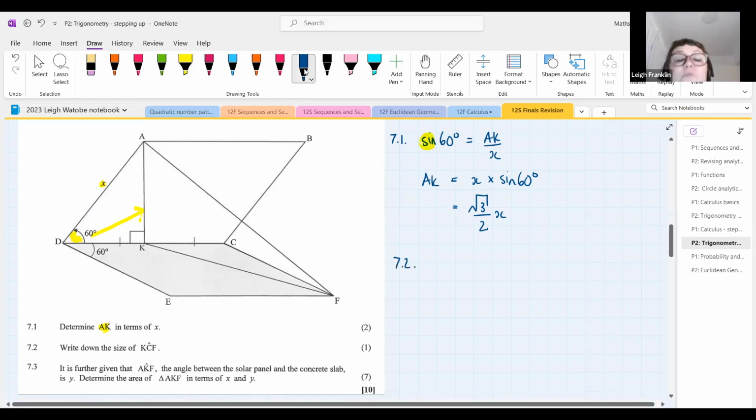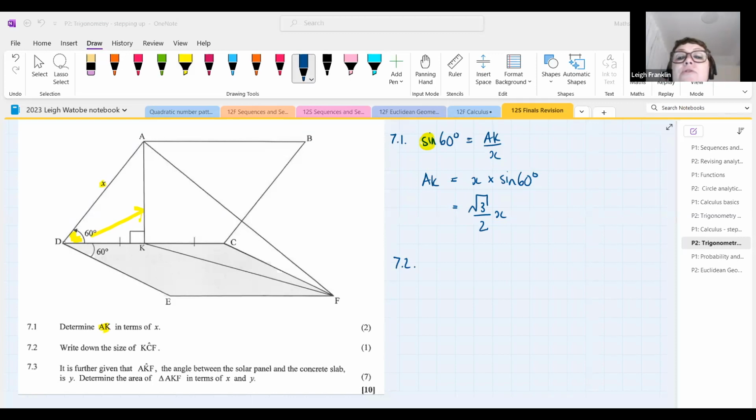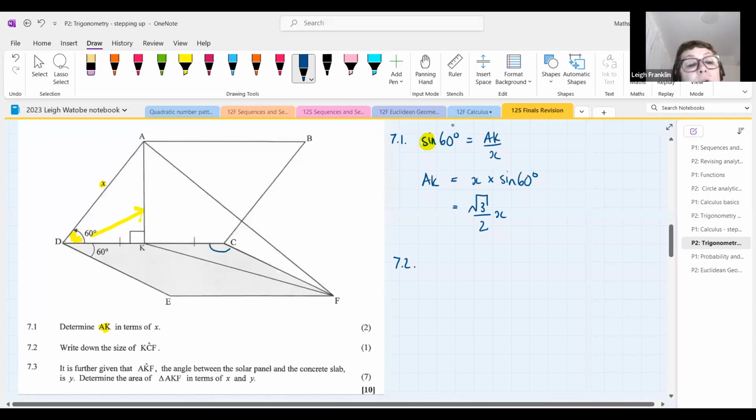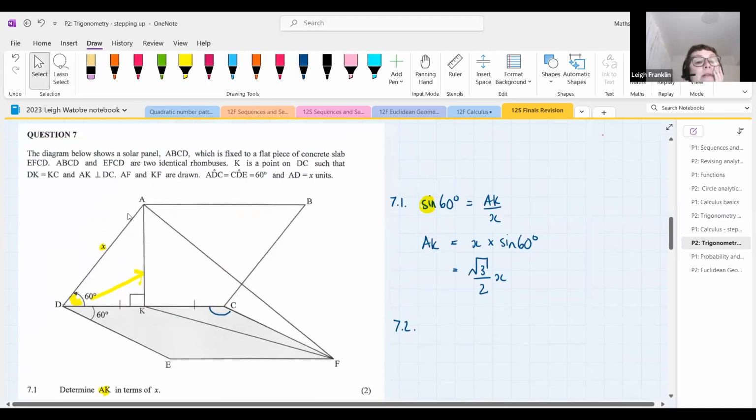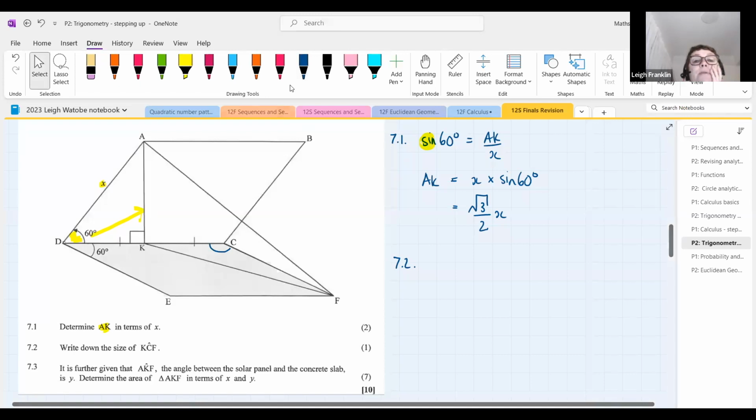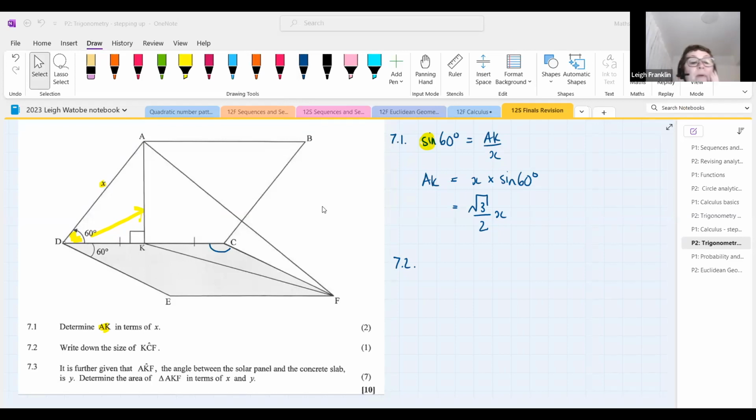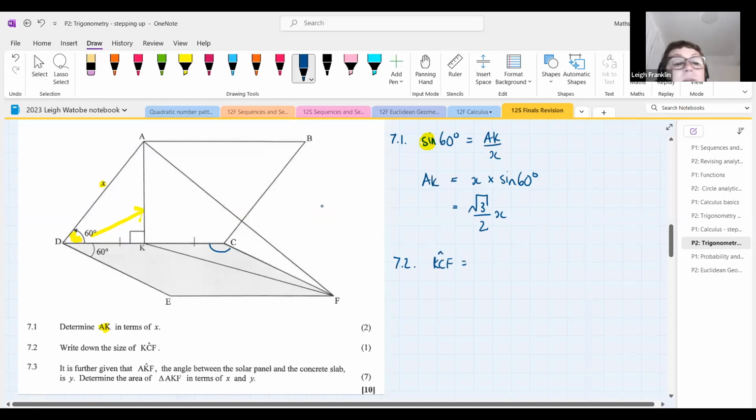All right. And somebody's already sent the answer for the next thing. Let's have a look. Letu, you are on fire, as always. Okay, write down the size of KCF. So KCF is this angle over here. Remember they told us up at the top that ABCD and EFCD are identical rhombuses. Good, Kamchelo. So how big is KCF, everybody? Kamchelo's got it. Letu's got it.